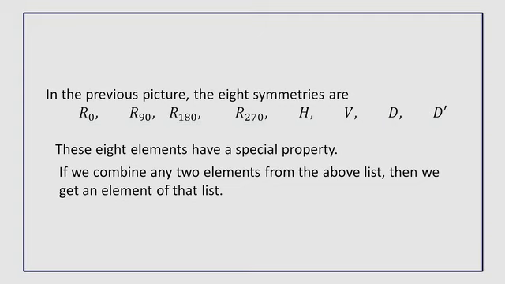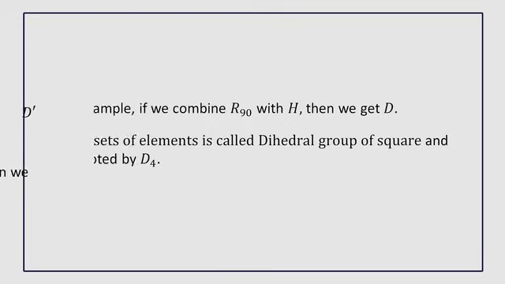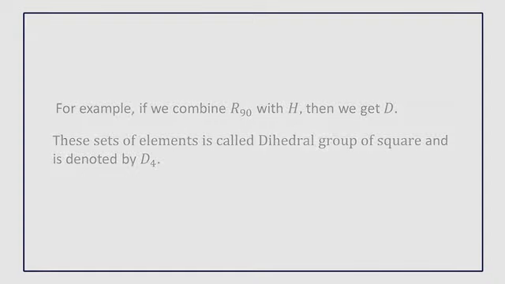This property is that if we combine any 2 elements of the 8 symmetries, then we get a new element of this list. We will not get any other element but an element from the list only. For example, if we combine R90 with H, then we get D. Now this set of elements is called the dihedral group of a square and is denoted by D4.